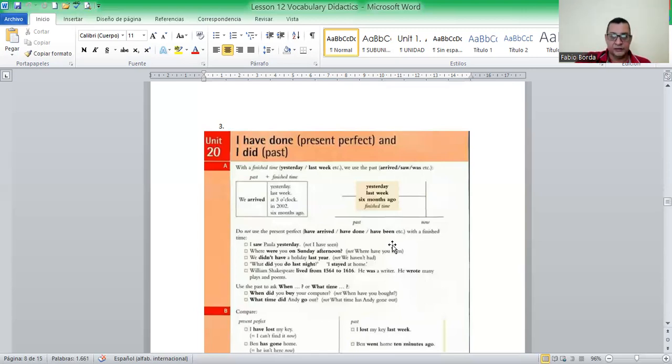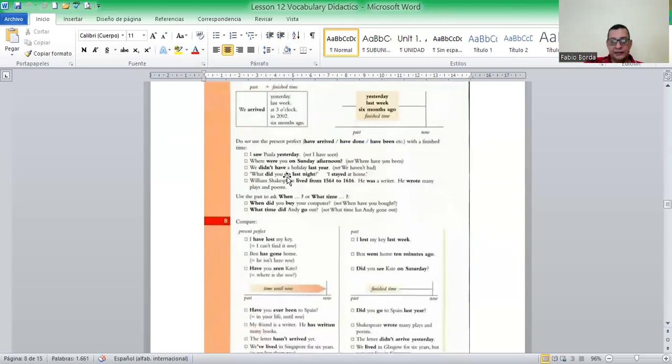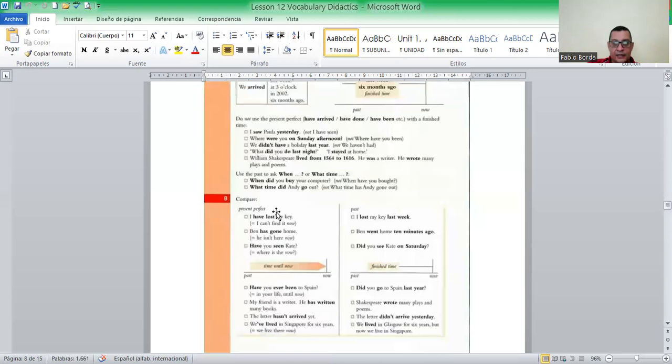So the idea is that you can build a good grammar structure. Okay. Here we have a list of several sentences or exercises that you can do in order to gain more practical experience. Okay. So the idea is that you can use it in a good way. And you can also compare present perfect and the past. I have lost my key, or I lost my key last week. I can't find it now.